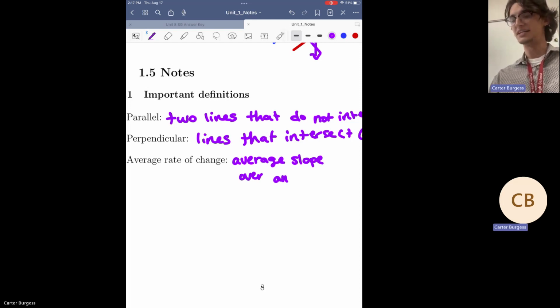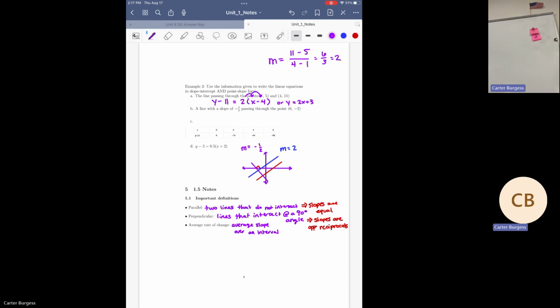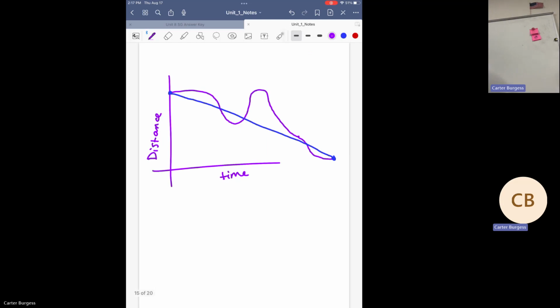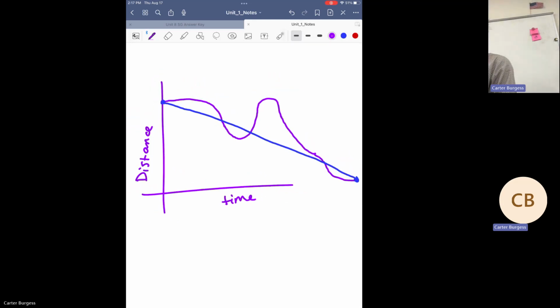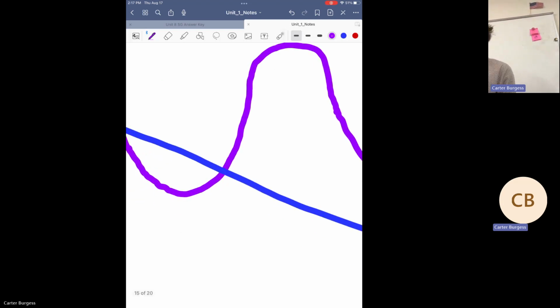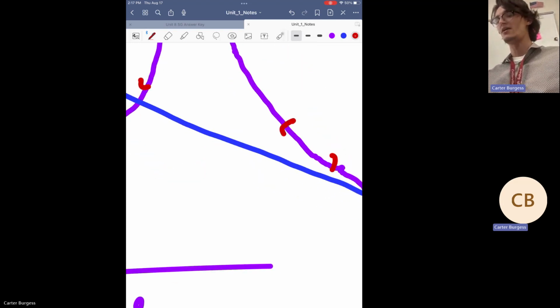over an interval. Now, this idea of over an interval is very important. For lines, it doesn't matter what interval you pick, the slope is always going to be the same. But if we look at this crazy trip to work, we notice that taking the slope of what's going on, say, like here, is going to get me a very different slope than if I'm looking at what's going on over here. Right? So where we are becomes a little bit more important here, whereas with lines, we don't really care.